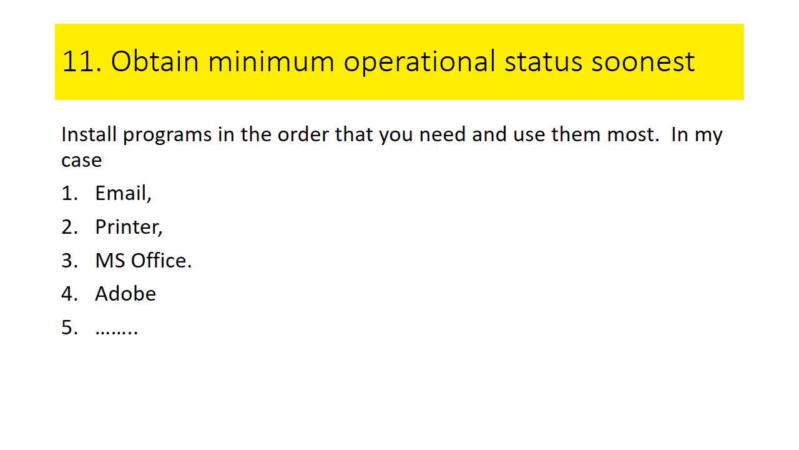You must try also to obtain a minimum operational status soonest, meaning that you want to be up and running soonest. You don't want to have a new computer and you can't do basic functions. In my case, you must prioritize the programs in the order that you want to set them up and which you want to make active on your computer. In my case, I need the email, the printer, MS Office, and then Adobe, etcetera. But as soon as possible, you can have your email and be up and running.